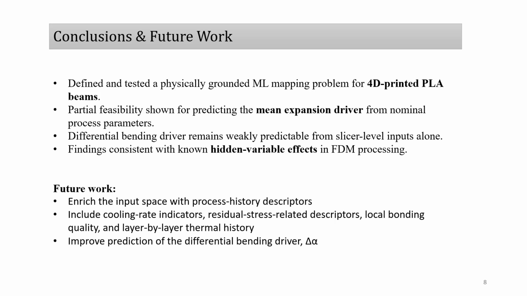For future work, an important direction is to enrich the input space with variables that better describe the actual printing history of the material. This could include cooling rate indicators, residual stress related descriptors, local boundary quality, and layer by layer thermal history. Such variables may help capture the internal state that controls differential expansion and bending.